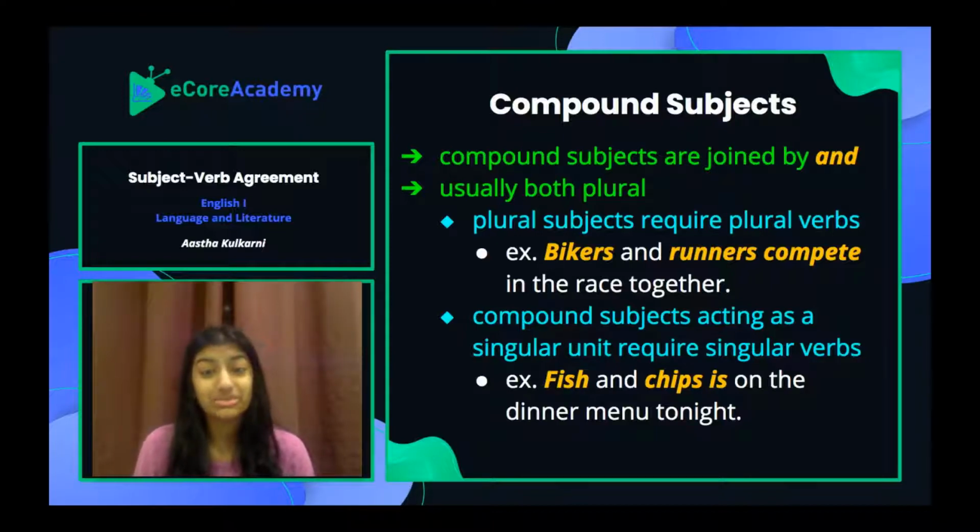If there's an and in the middle and it's acting as a singular unit, then it's going to require that singular verb. So that is why we're using is instead of are. Are would be the plural one, but since fish and chips is a singular unit, we're going to use is, which is a singular verb. So it would be fish and chips is on the menu tonight, dinner menu tonight.